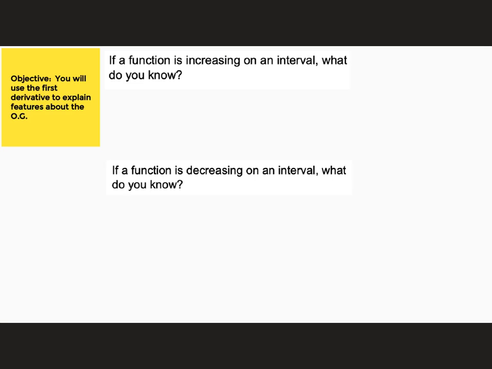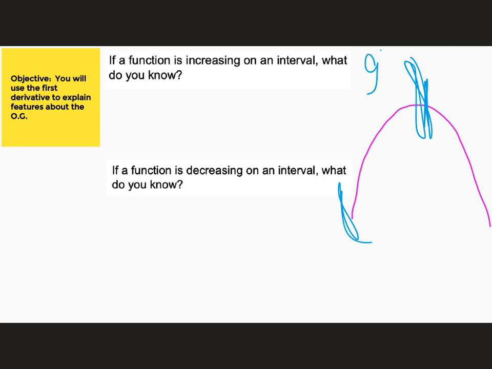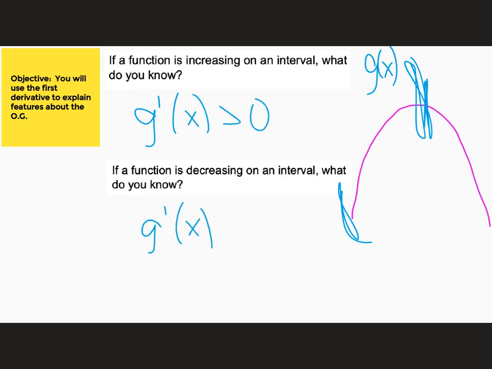And now let's see, if a function is increasing on an interval, what do you know if a function is decreasing? So let's go ahead and have some function. We'll call it g. I made it boring. So on this interval, this is g of x. G of x is increasing. So you should be able to tell me what's going on there. And there's probably a question that'll pop up. Okay, so if g of x is increasing on an interval, that means g prime is positive. If g of x is decreasing, that means g prime is negative.